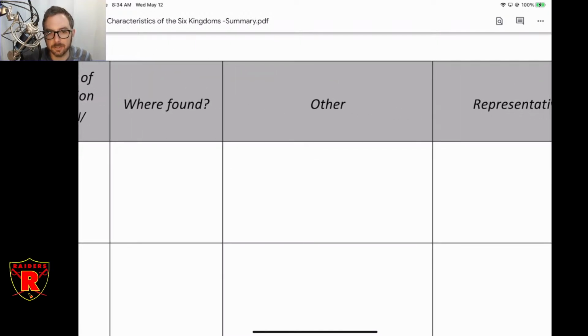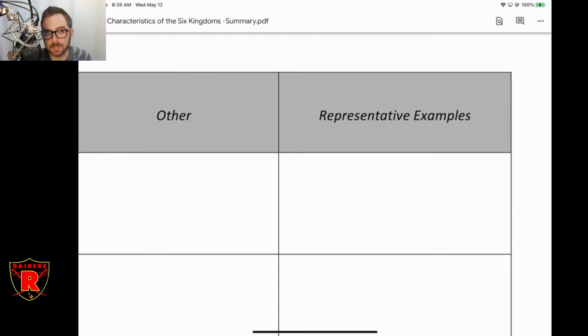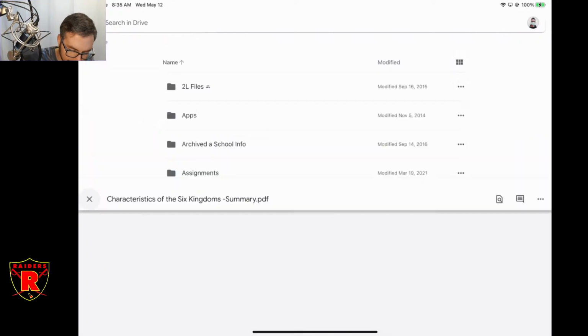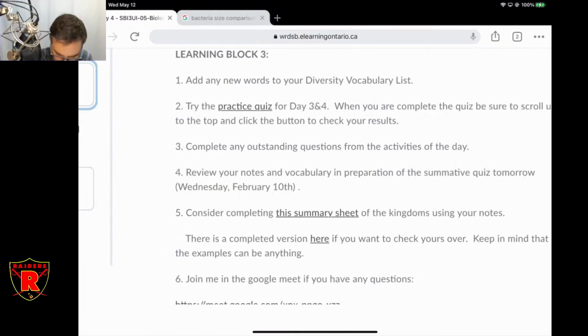And the other section is just, what are some other interesting or important things that we discussed about those particular groupings that you should note as you get prepared for the quiz? And some representative examples. Keep in mind that these should be species examples. Again, I'm not going to check this, but this is a reference for you. It will certainly make the quiz a whole lot easier if you have this prepared in advance. And not to mention, it will force you to go over and review your notes, which will inevitably increase your understanding before you write the summative quiz. Like I said, I do have a completed copy available for you. It is posted right underneath. It says there's a completed version.